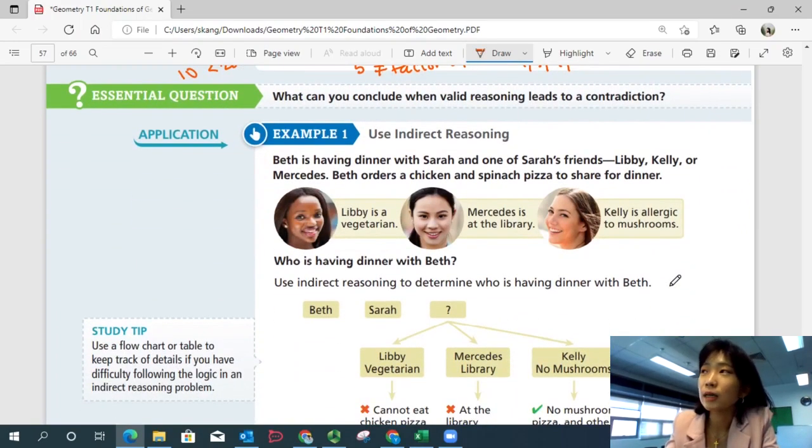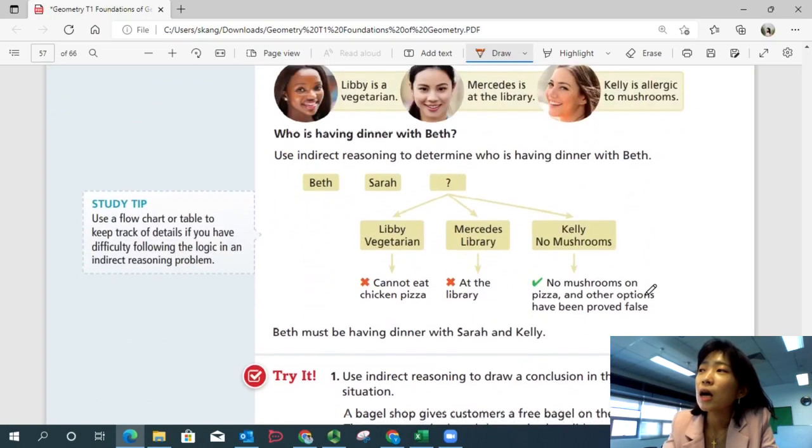Use indirect reasoning. What is indirect reasoning? Beth is having dinner with Sarah and one of Sarah's friends, Libby, Kelly, or Mercedes. Beth orders a chicken and spinach pizza to share for dinner. First of all, Libby is a vegetarian, so she probably will not eat chicken pizza. And Mercedes is at the library. Kelly is allergic to mushrooms. Who is having dinner with Beth? Use indirect reasoning to determine who is having dinner with Beth.